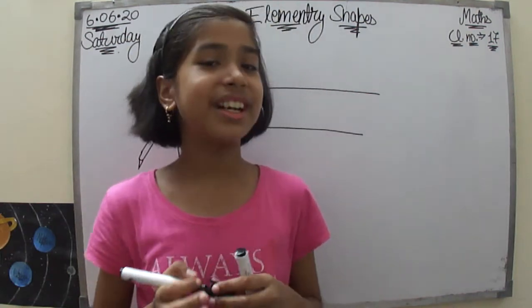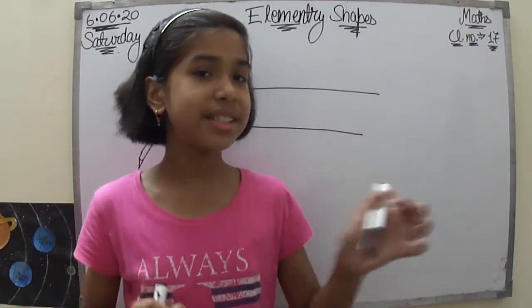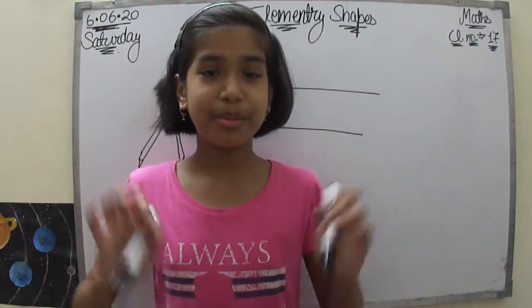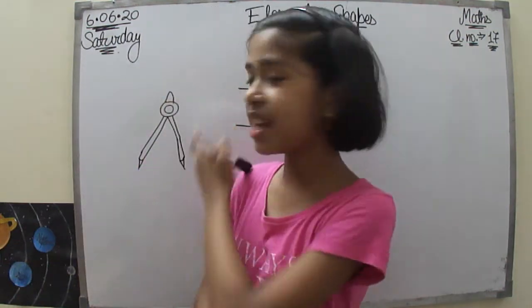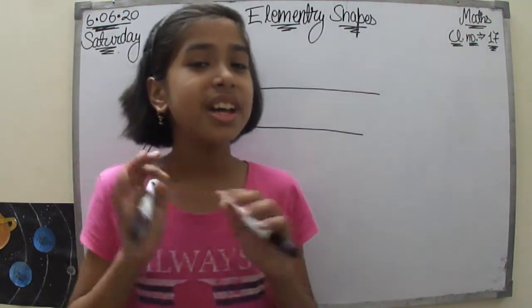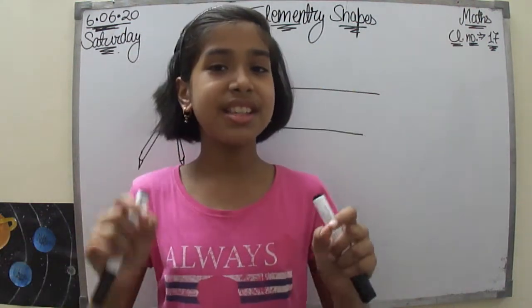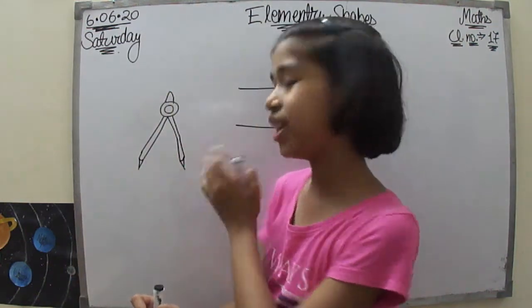Now we know that the compass has a compass tip and a pencil tip. Because it is a pencil, obviously it has a pencil tip. The pencil is fitted at this side, so it is a pencil tip. Now, what happens in the divider is that it has its own two tips, right over here and right over here.